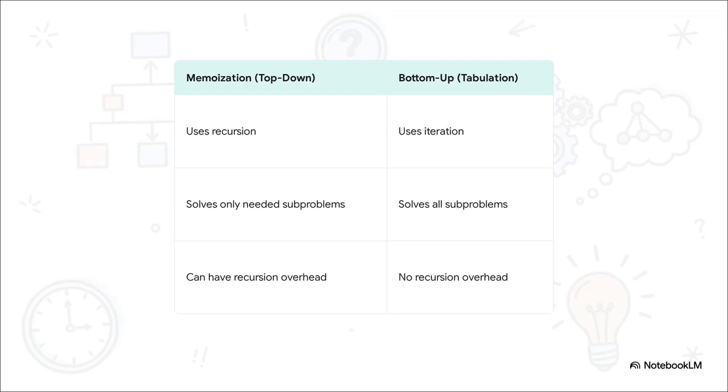Of course, this top-down memoization isn't the only way. You could also solve it from the bottom up using iteration, which is called tabulation. It's really good to be able to discuss the trade-offs. Memoization can feel more intuitive because it follows the recursive logic directly, but it might have some overhead from all the function calls. The bottom-up approach uses loops, which can be faster, but sometimes figuring out how to build the solution table from scratch can be a little less obvious.